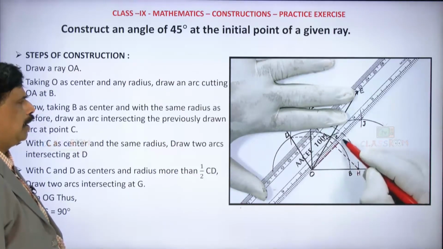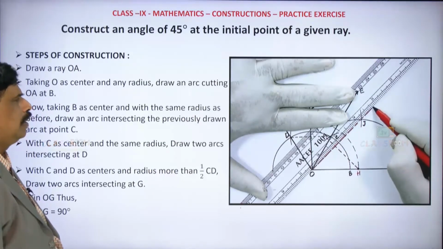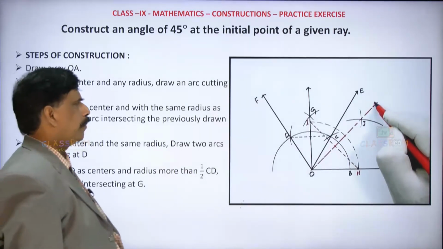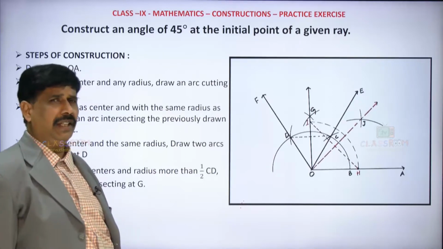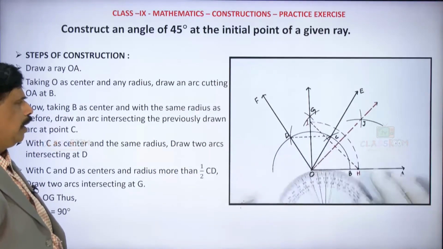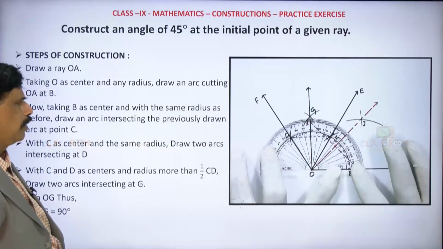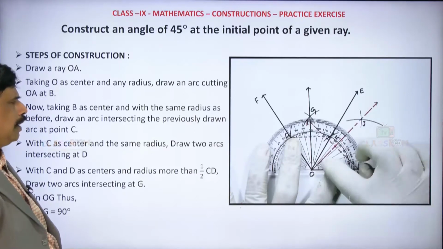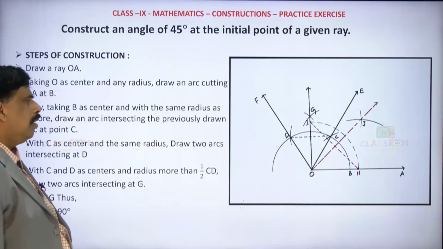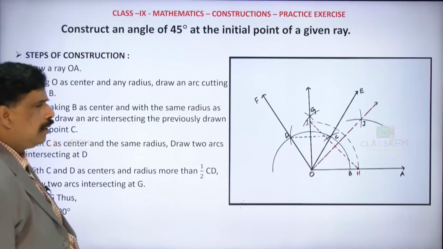So it is very clear that angle AOJ is 45 degrees. Anyway, you know angle AOG is 90. Angle AOG 90, that we know already. So now with the help of a compass, we are showing that is 45 degrees. Clear? Angle AOJ is 45 degrees. Is it clear?